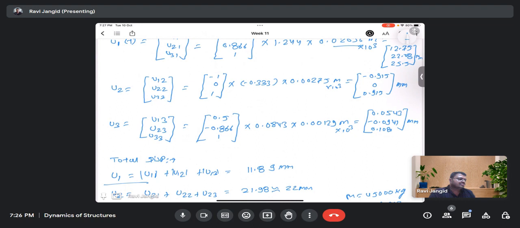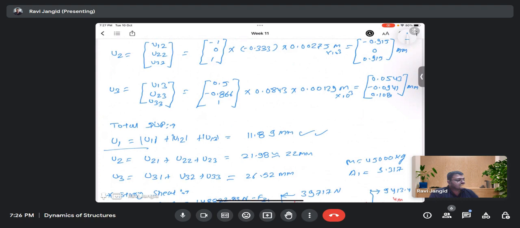I think this is not a peak response. This one is not. This one can be peak response if it is U11 mode plus U12 mode plus U13 mode, then it should be peak. Peak response you can find with three ways: the absolute sum method, SRSS and CQC. In the first part we didn't calculate the peak response. We are calculating peak response in the second part, and only using the SRSS. That's the main thing.